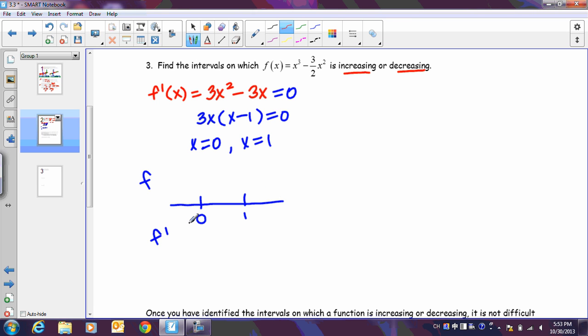All right, so I'm going to take any number over here, so any negative number, and I'm going to plug it into the derivative. So essentially what I'm doing here is, and I'm not going to put y there. I don't want to do that.